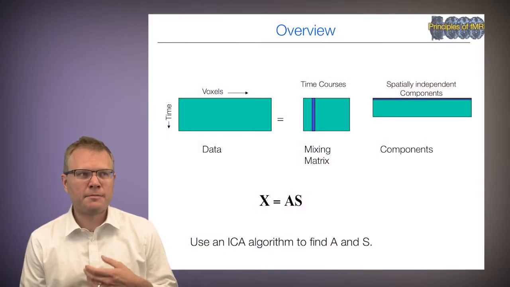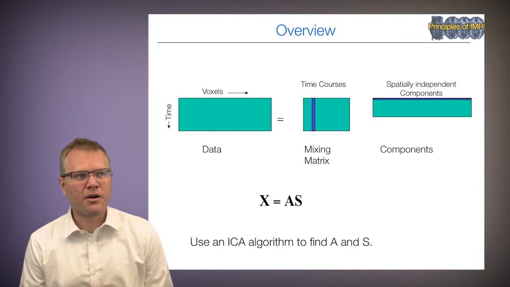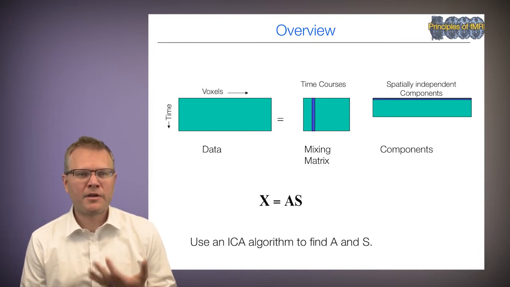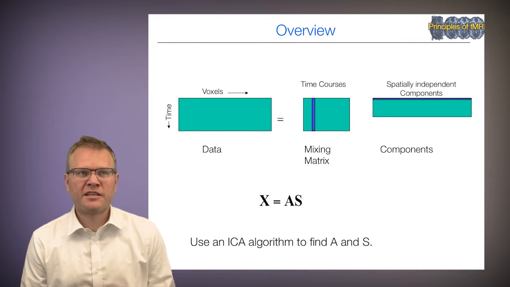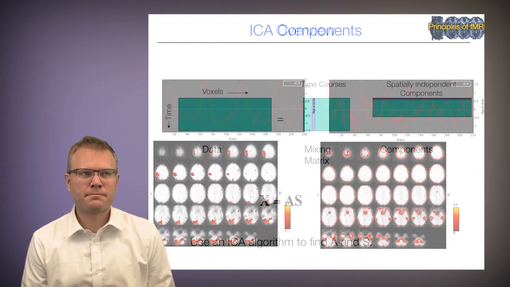Here's a cartoon image. We have X, which again is time by voxels. That's our data. And we have two matrices, A and S. S represents the spatially independent components, one for each row. The columns of A represent the time courses corresponding to the spatially independent components. So the first column corresponds to the first row of S. What we want to do here is to use an ICA algorithm to find both A and S.